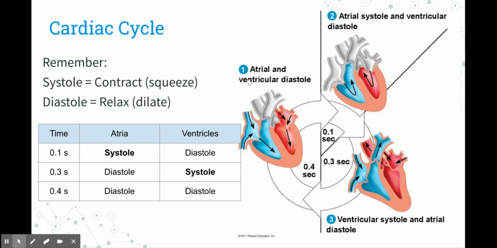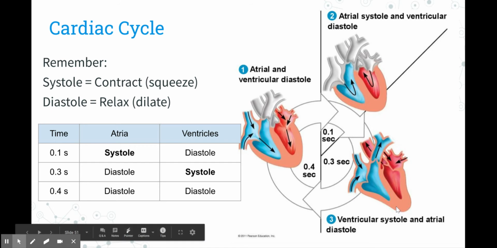The first step of the cardiac cycle is where both the atria and the ventricles are relaxed. Step 1 here, atrial and ventricular diastole. Step 2 is where the atria contract. Blood is pumped from the upper chambers down into the lower chambers. And that's followed very quickly by ventricular systole and atrial diastole. The ventricles contract, push blood out, and the atria are relaxed, ready to receive blood at the next cycle.